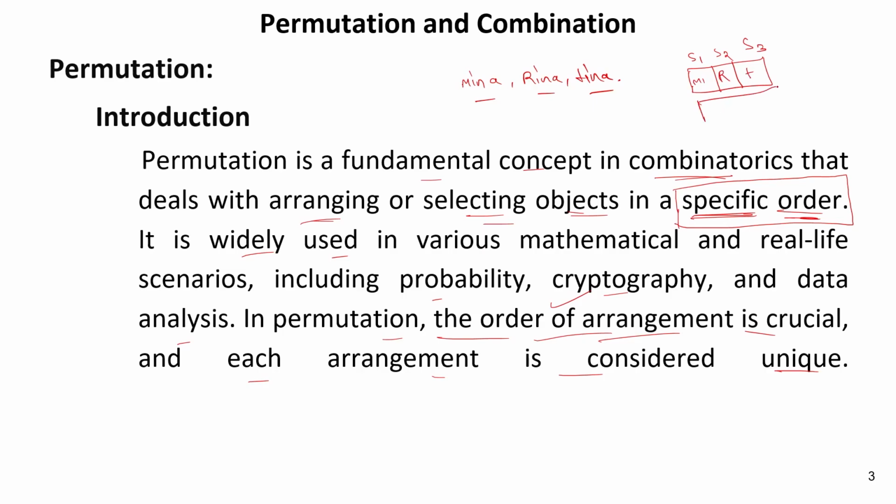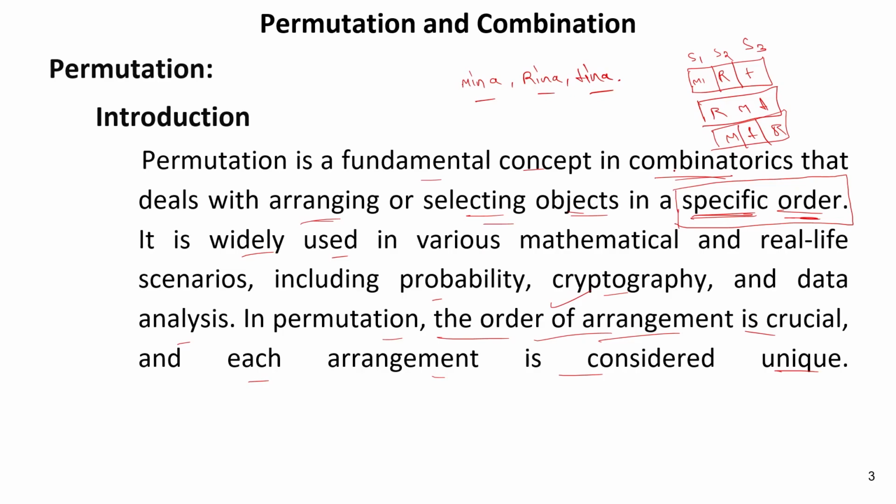Or it can also happen that Reena sits here, Meena sits here, Tina sits here. Or Meena can sit here, Tina can sit here, then Reena can sit here. These kinds of scenarios. There will be a total of 6 scenarios in which Meena, Reena, and Tina can be seated. We'll learn how we can evaluate those things using the concept of permutation and combination.